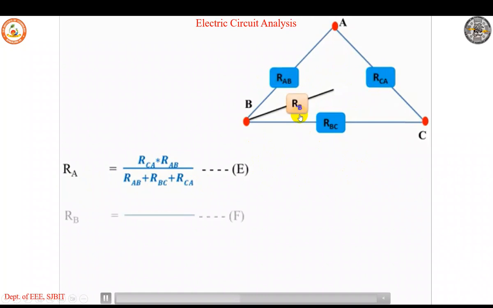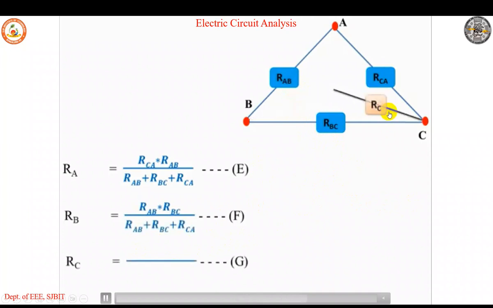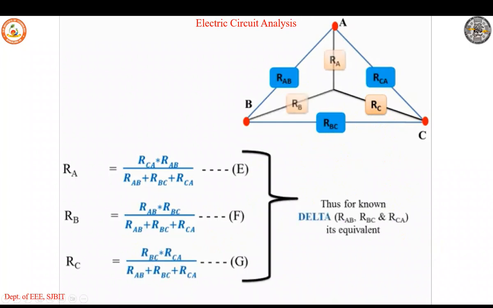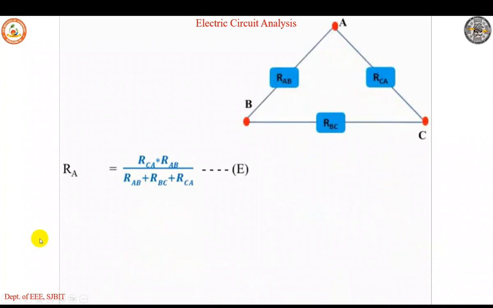Similarly, RB is in contact with RAB and RBC, which are known elements. So the product of those two divided by the sum of all the elements will give us RB. Similarly, for RC, which is between RCA and RBC, I repeat, RCA and RBC are the known variables. RC is what we are trying to find, as we are converting delta to star. So the product of RBC and RCA divided by the sum of all will give us RC. So that's what you have seen for delta to star.